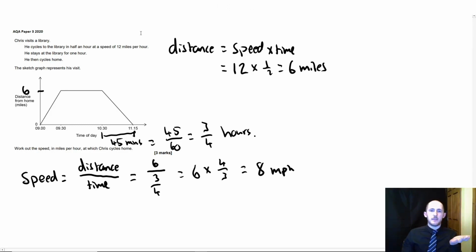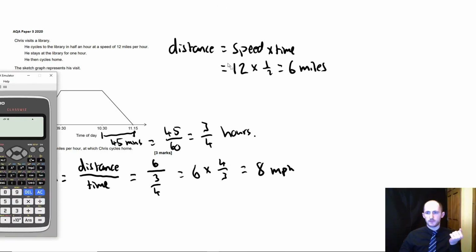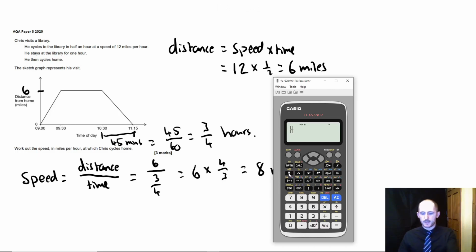By the way, it's a paper 3, so it is a calculator paper, so you don't need to worry about doing it in your head. So, just as a proof, 6 over 3. So if you enter exactly as is, it should give you the exact same answer. A. Perfect.